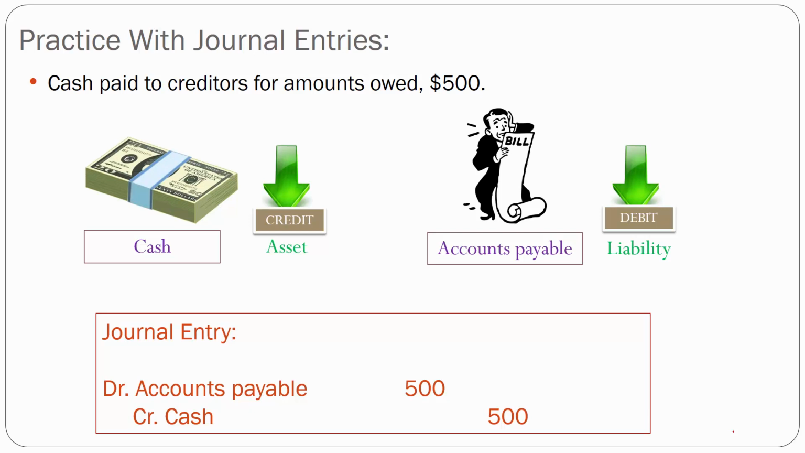And you can see here that our debits are always on the top and our credits are always on the bottom. That's standard notation for writing journal entries in accounting.